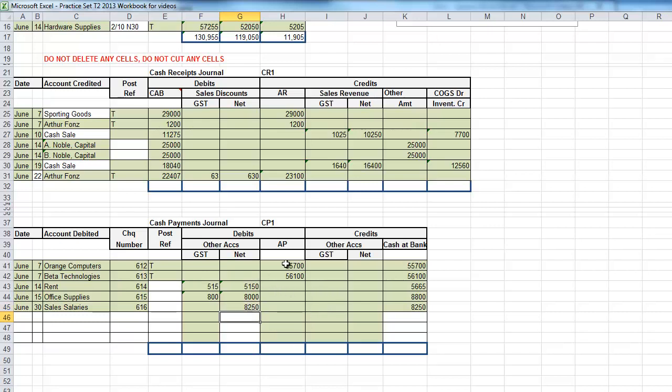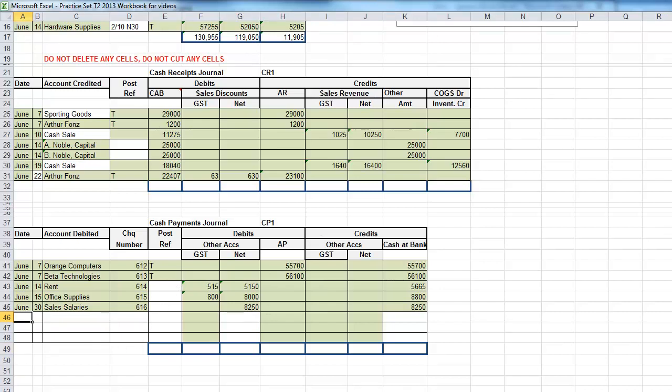8250. Now, if we'd had a special column for sales salaries, that would have gone in there. But because we don't have a special column for sales salaries, for office supplies or rent, they go in the other column, and then we post them through the posting reference. But we'll talk about that a little later.